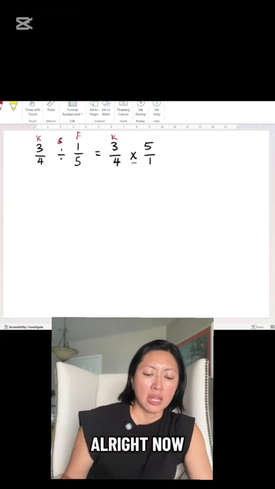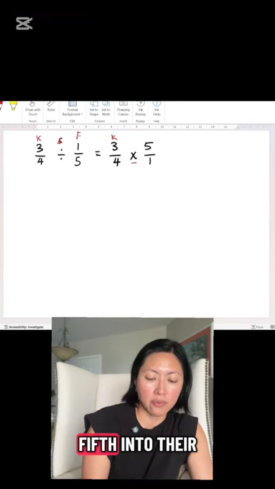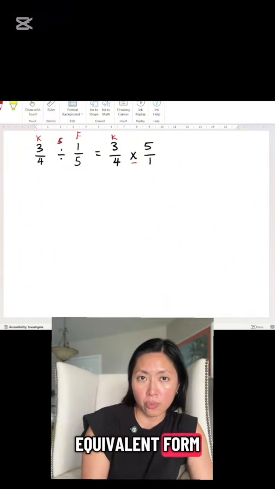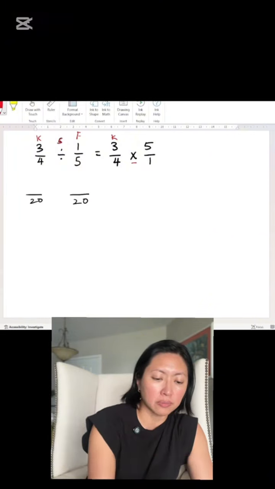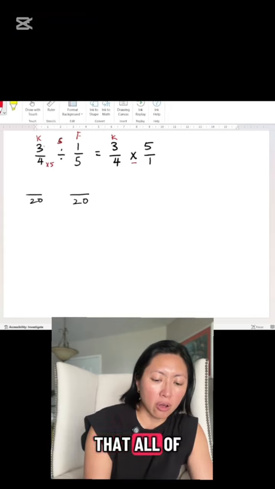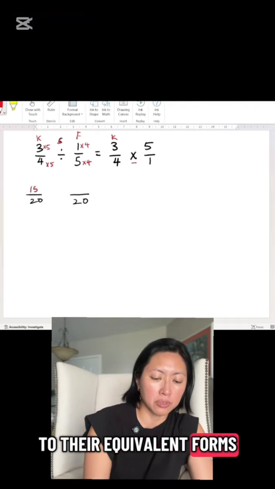Now I am going to change 3/4 and 1/5 into their equivalent form with a common denominator of 20. And to do that, all of us who have been through grade 3 should be able to change fractions to their equivalent forms.